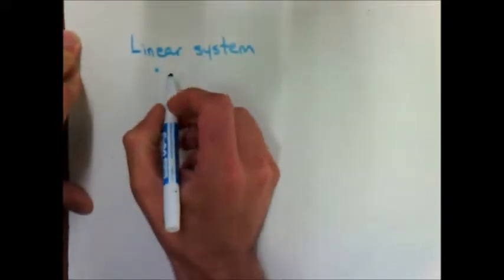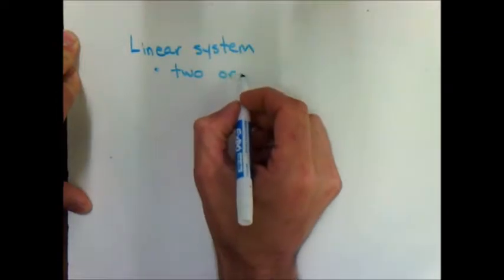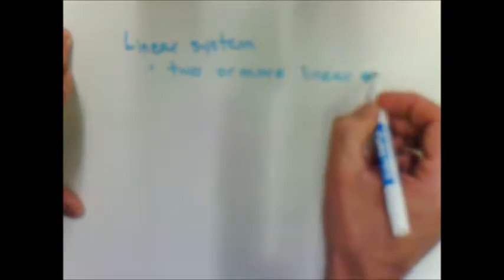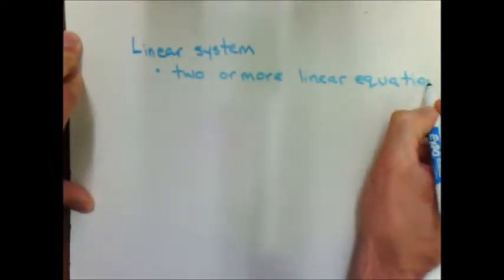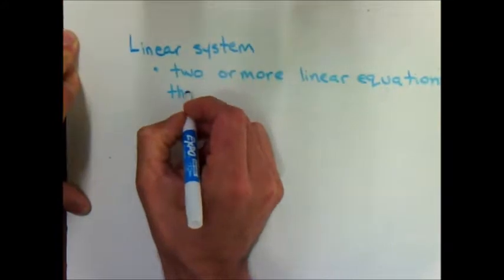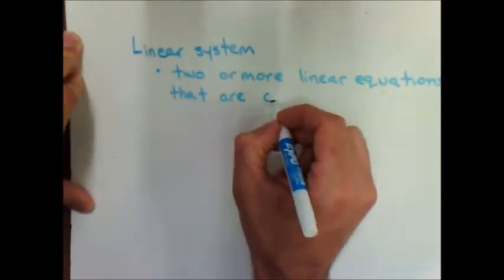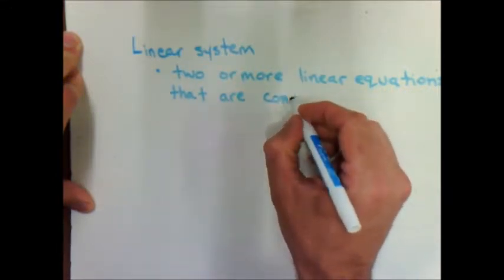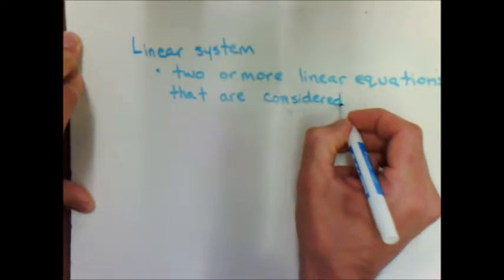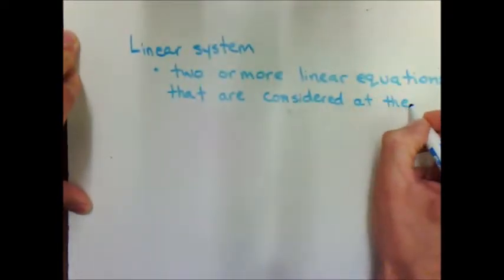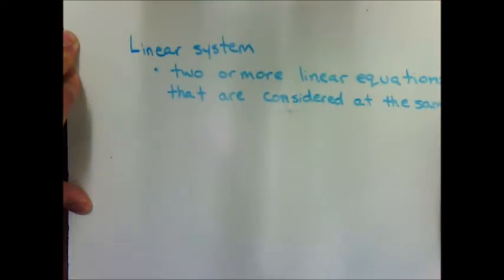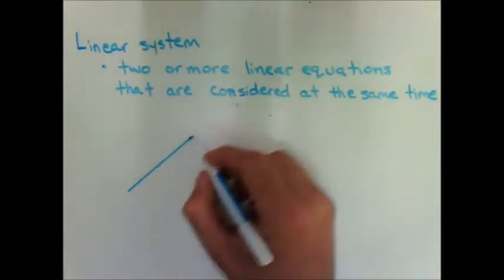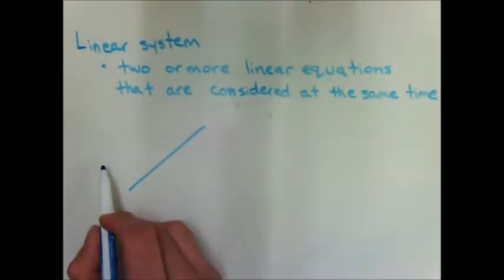A linear system is two or more linear equations that are considered at the same time. So now instead of just considering one line, we're going to be dealing with two lines.